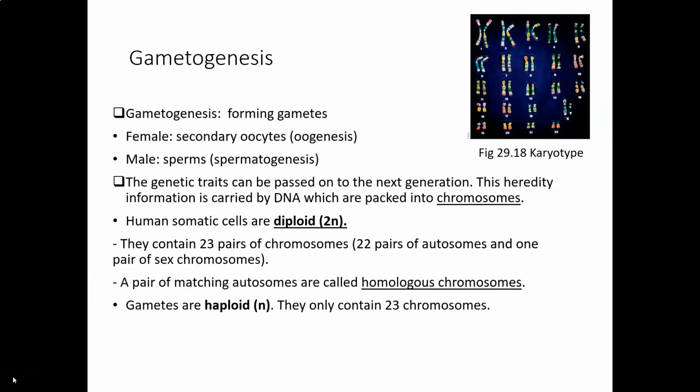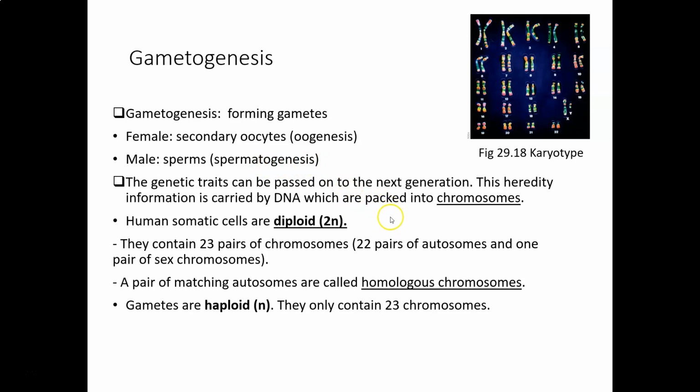We'll first look at how the process of generating gametes, called gametogenesis. Genesis means to create, and gameto means gametes. In the female, we already talked about it: the gamete is the secondary oocyte, so this process is also called oogenesis. In the male, the gametes are sperm, so the male gametogenesis is called spermatogenesis.